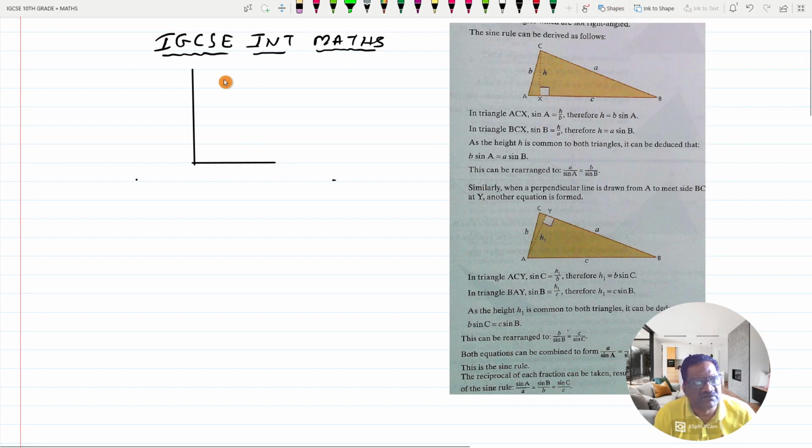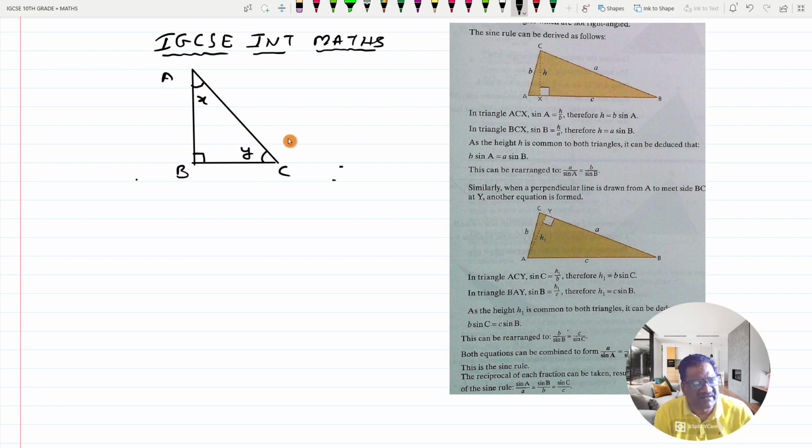Suppose you have a right angle triangle, say ABC, with a right angle at B. Either you take this angle or this angle, say X and Y, you can always find all the trigonometric ratios of X and Y. So you can find sine of X, cos of X, tan of X, sine of Y, cos of Y, tan of Y, etc. This you have studied so far.